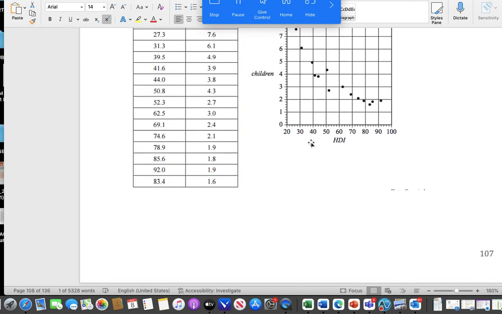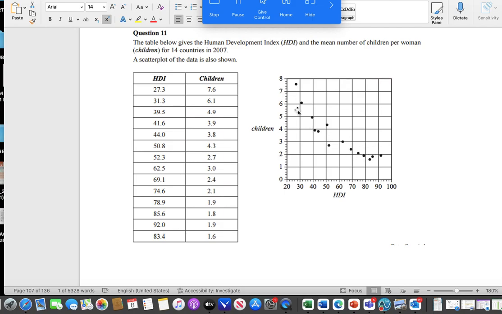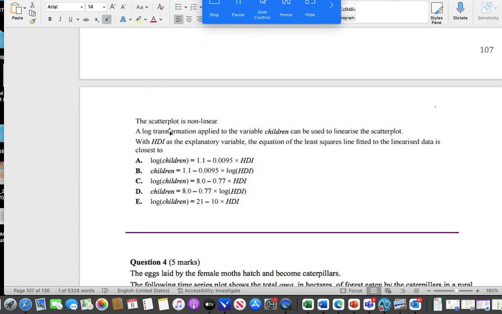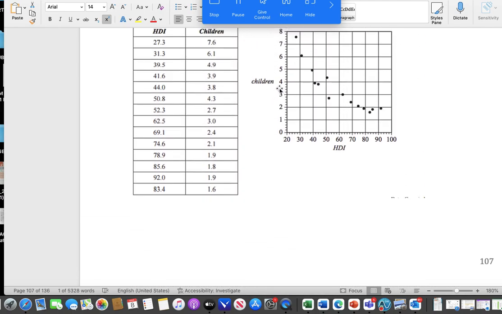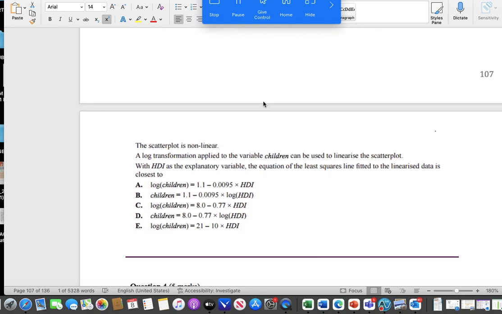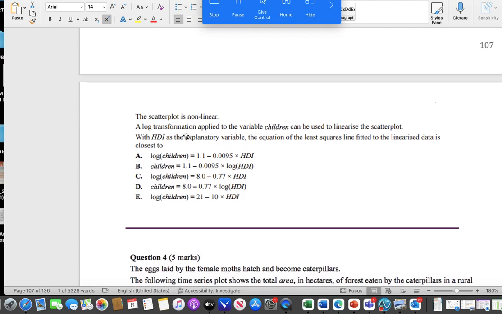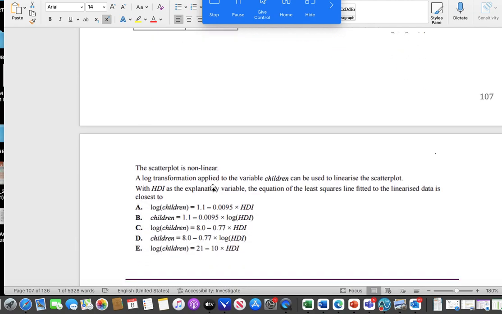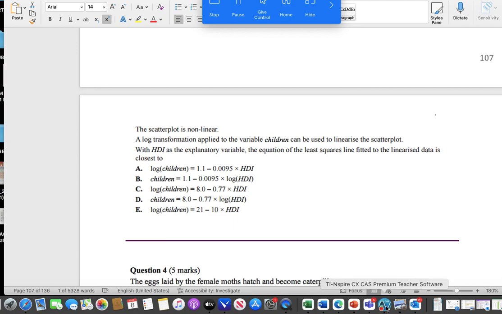Now it says, the question was on the next page, the scatter plot is non-linear. I would agree with that. See, there's a little curve there, most likely. And it said a log transformation is applied to the children. So that would be log y, but it doesn't really matter because they told you which one to log. So log children, with HDI as the explanatory variable, which one of these is the equation? It would definitely not be B or D because it's got to be log children, doesn't it? The y value is logged and that's the transformed. But let's go get the equation.